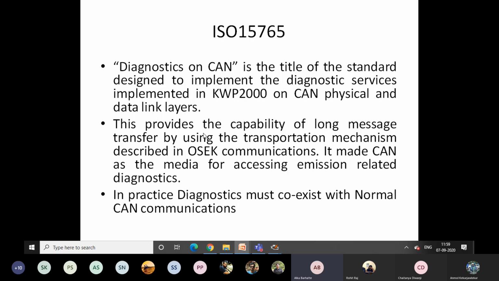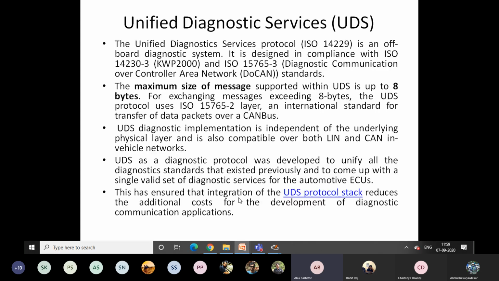Again, this is the standard which is used in automotive. Okay, it made CAN the media for accessing emission related diagnostics. So basically, engine related data can be communicated through your CAN protocol. Okay, so in practice, diagnostics must coexist with normal CAN communication. So this is about your KWP.